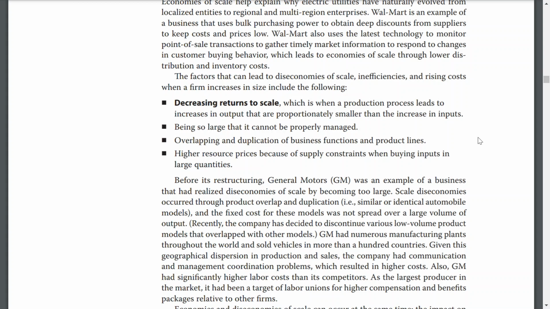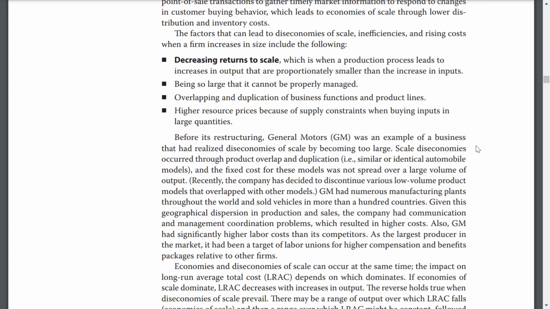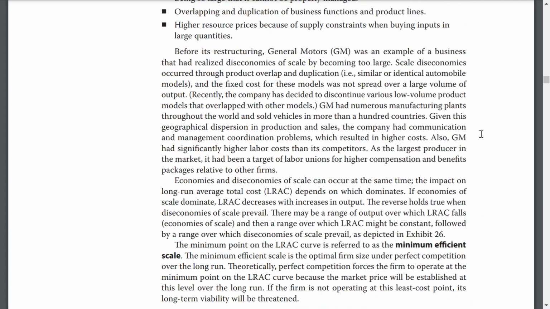Diseconomies of scale come from overlapping or duplication of business functions of the product line, and higher resource prices because of supply constraints, below where buying imported large quantities before it is okay.